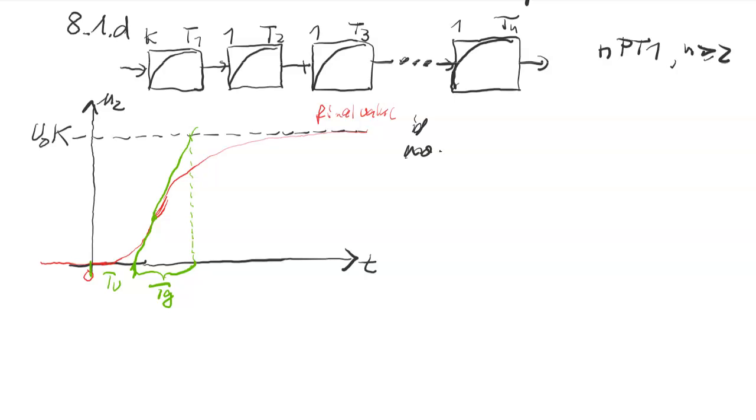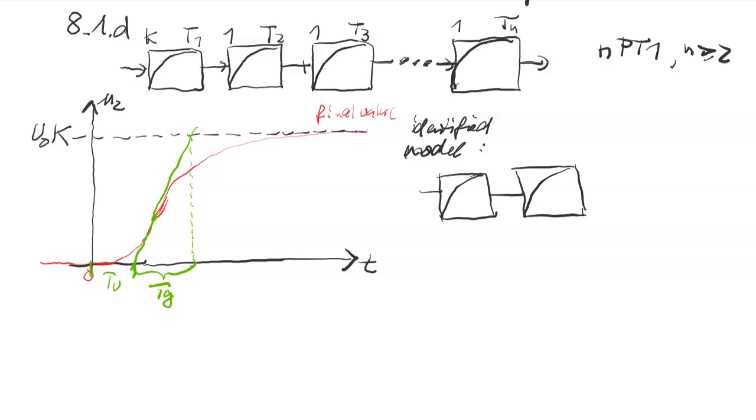And now with both of these manually derived times tu and tg, it is possible to calculate the following model. So I can say the identified model is always the same as a 2PT1 model with gain k, which comes from the final value, and a new time constant ta, and tb, a second new time constant.